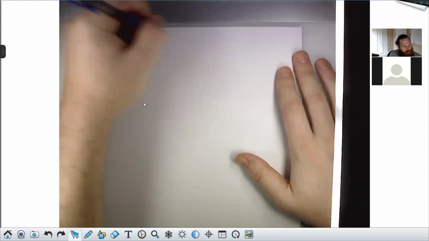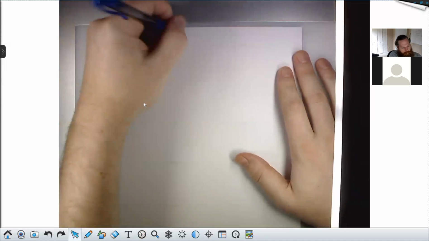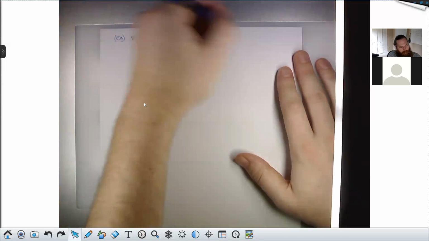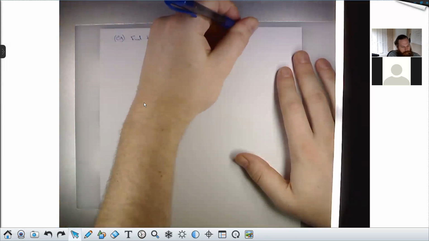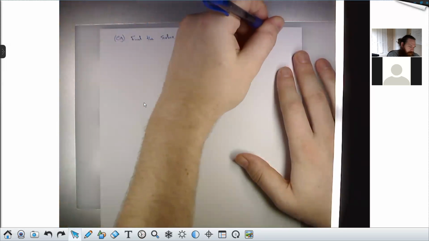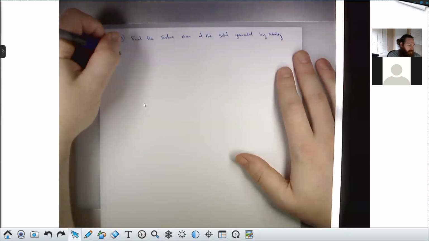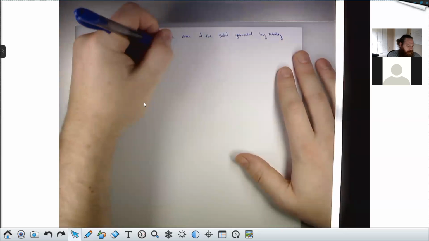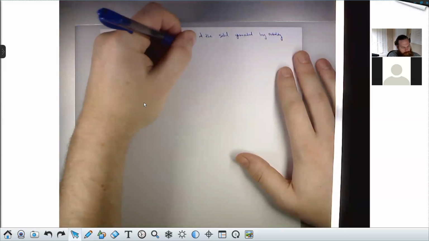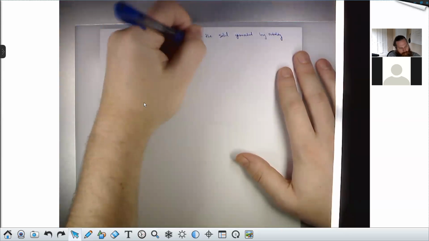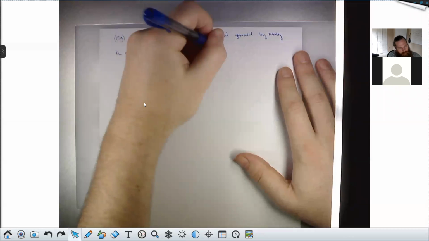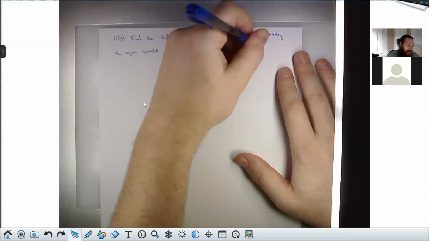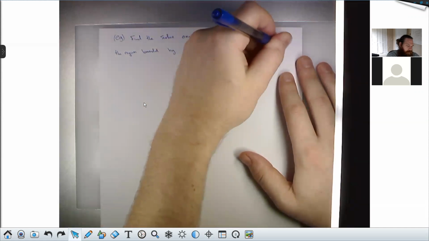So here, let's find the surface area of the solid generated by rotating the region bounded by y equals e to the x from x equals 0 to x equals 1 about the x-axis.